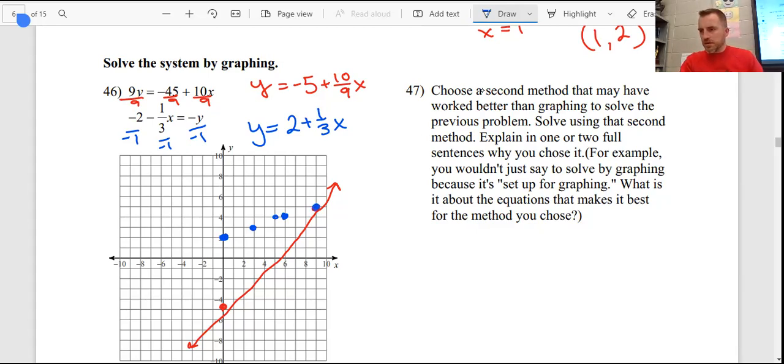This point should not be there. It looks something like that. And the place where they intersect one another is that point right there, the point 9, 5.